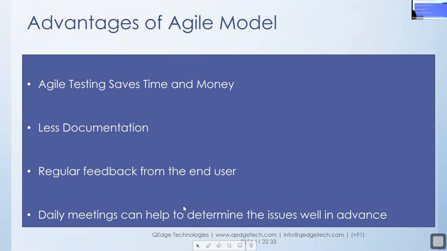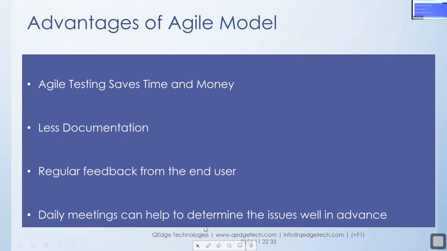Note on this point. Regular feedback from the end user, regular feedback from the customer helps in improving the product. Regular feedback from the customer helps in improving the product. These are the major advantages of the agile methodology.